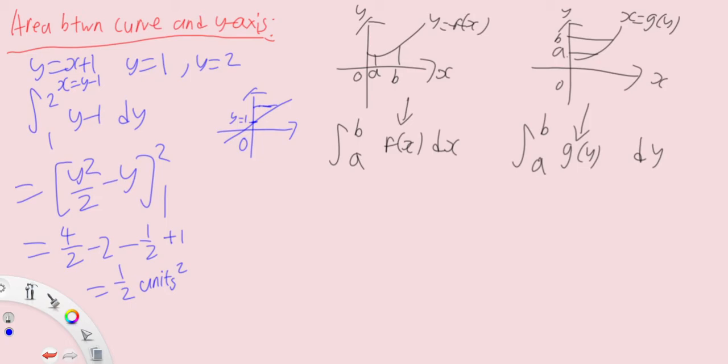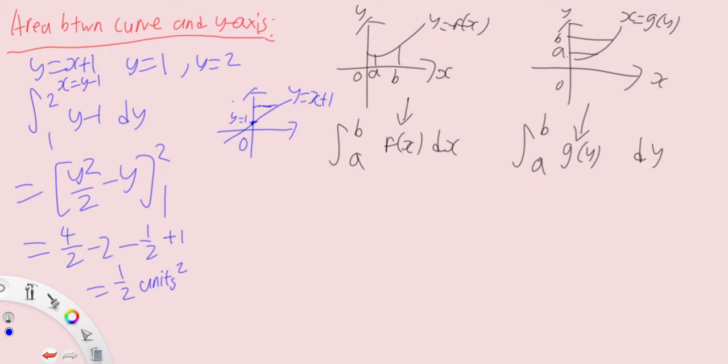Because you know that the area between the graph and the y-axis is a triangle, right? You notice this intersects the y-axis, and then this is a triangle because this graph is a straight line, y equals to x plus 1. So you can work it out by brute forcing it, right?